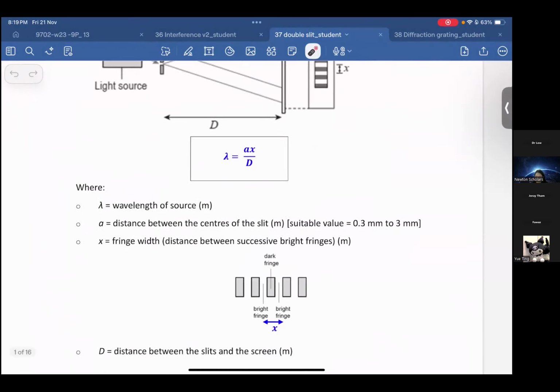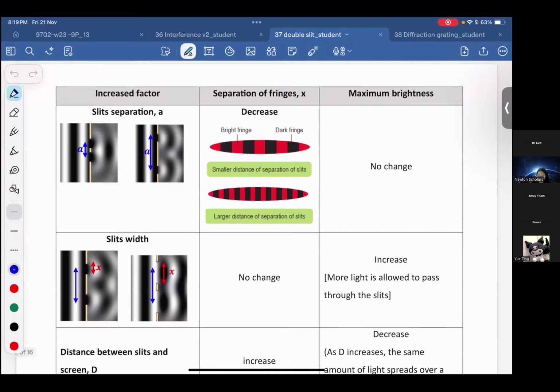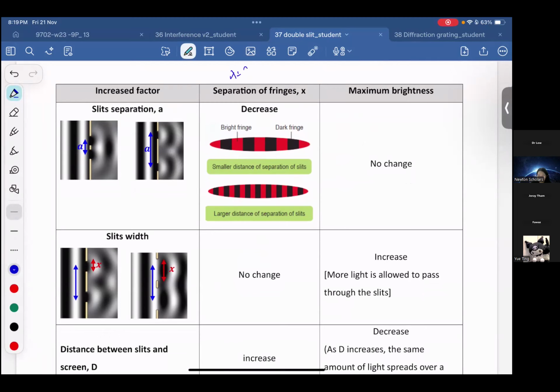We go to your page number 2. We look at the factors affecting the X. Most of the time, they like to ask you what happens to your X, because X is what we observe on the screen. Okay, so here, I will write down like this. Wavelength equals X divided by D. So your X actually is wavelength times D over A. I just rearrange. I want to find their relationship.